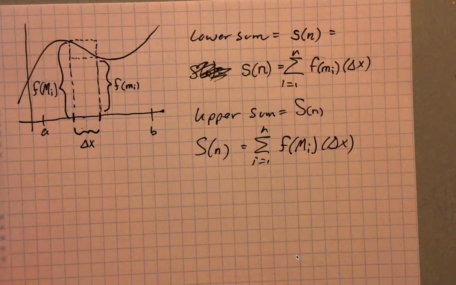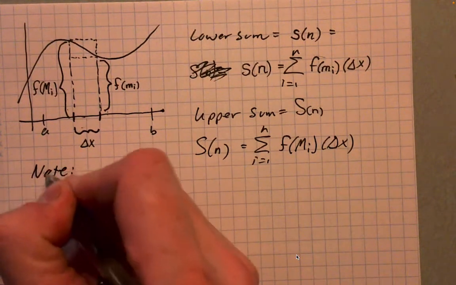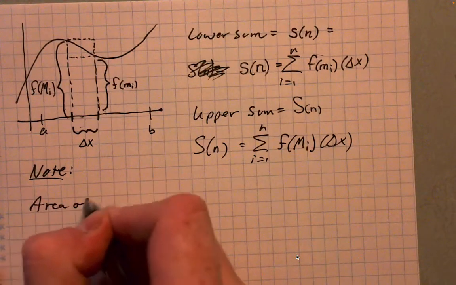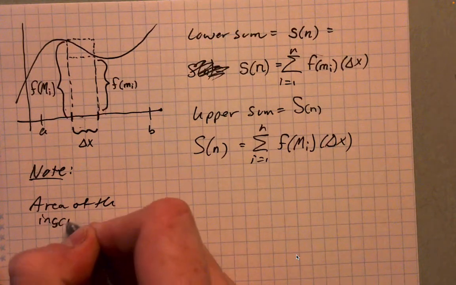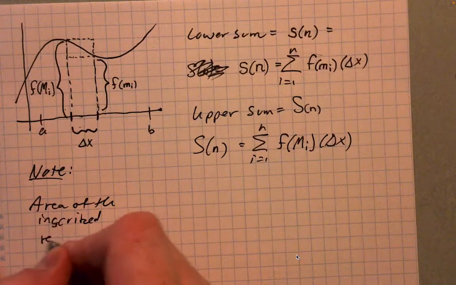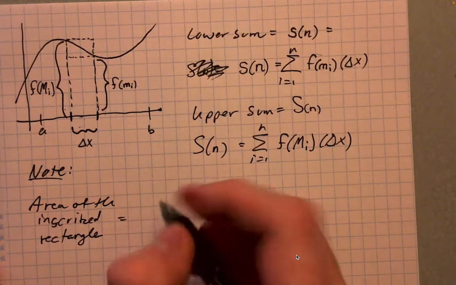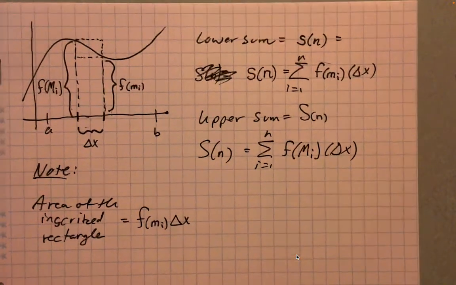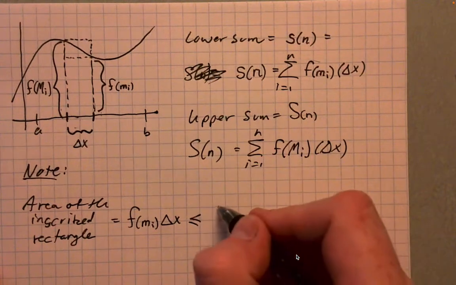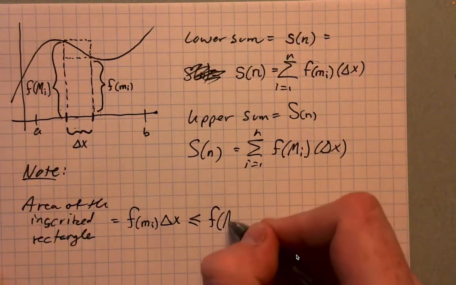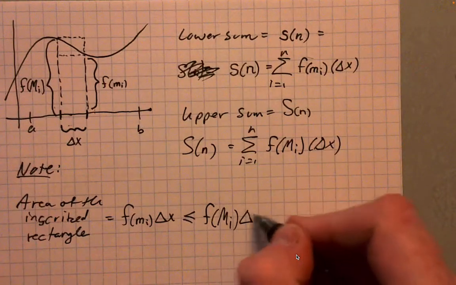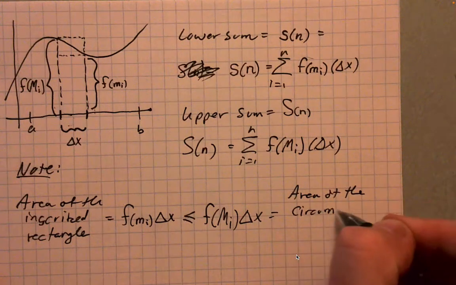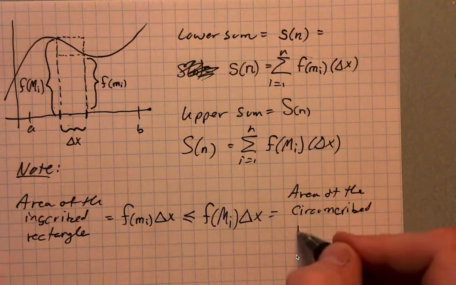So every region is going to have an upper sum and a lower sum based on the minimum and the maximum. Okay, so something to note, it's probably obvious, but in case it isn't, the area of the inscribed rectangle will be equal to f of little mi times delta x. Okay, and that's going to be less than or equal to the area generated by f of big M of I times delta x, which would be the area of the circumscribed rectangle.